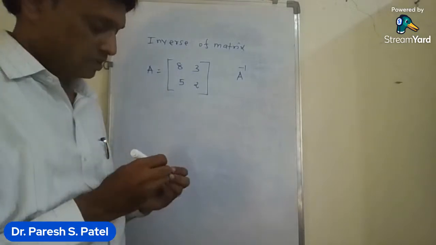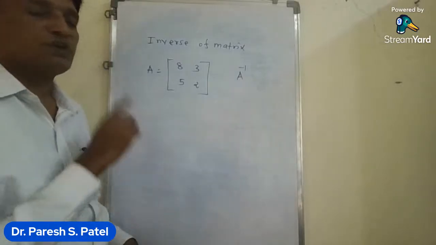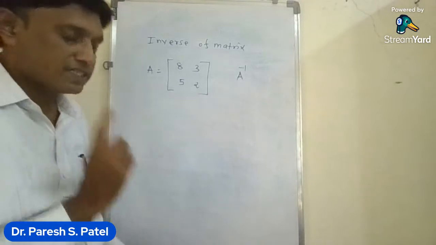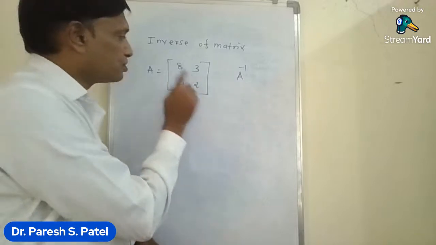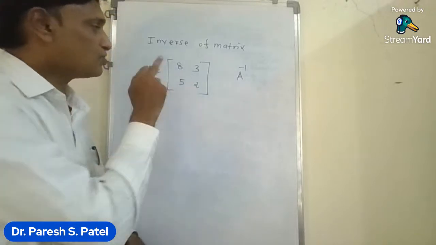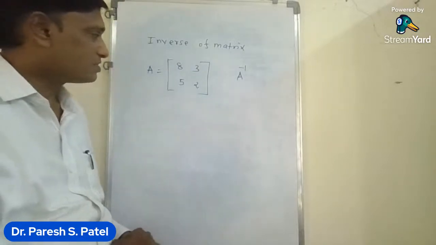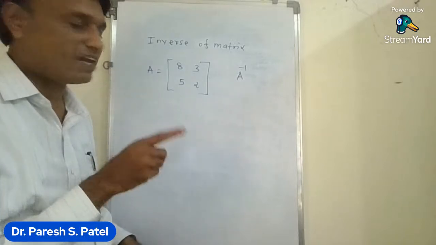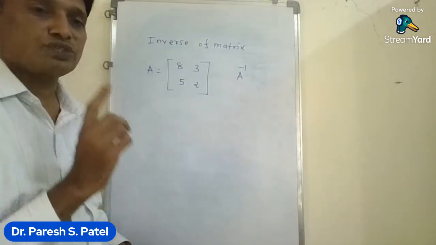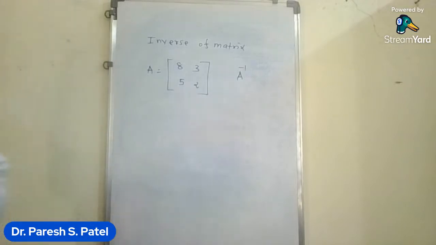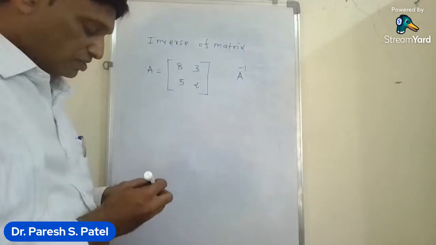So, it consists of 3 to 4 stages. First of all, find out the determinant of this matrix. This is the first step. Second step, change the position of the diagonal elements. Third step, change the sign of the other than diagonal elements. And last, the fourth stage is to divide each and every element of the matrix by the determinant of this matrix. That is the inverse for the two-dimensional matrix. Okay, so dear students, it is different from the three-dimensional matrix.